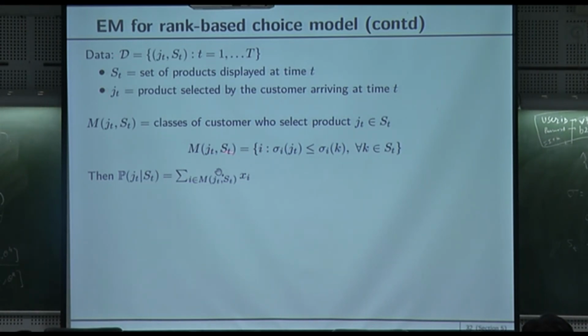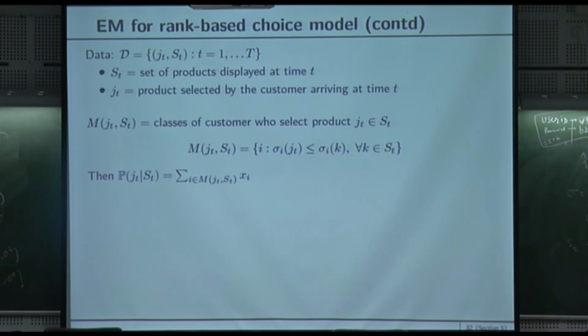If a class does not belong to this set, then they would not have been the class of this person, because they would not have purchased JT from the set ST. So what is the probability, given the set ST, that you pick the product JT? That is basically the summation over i belonging to this set M of the xi's. All possible probabilities of classes that belong to this set M give the probability that JT will be picked when the set ST was shown.